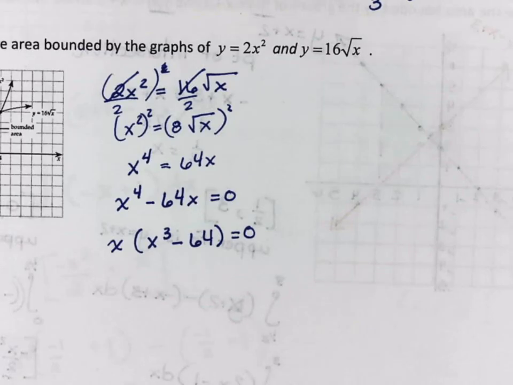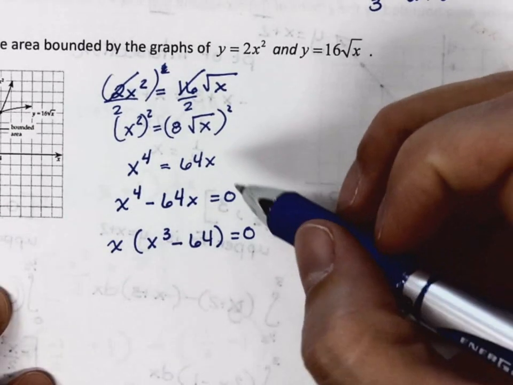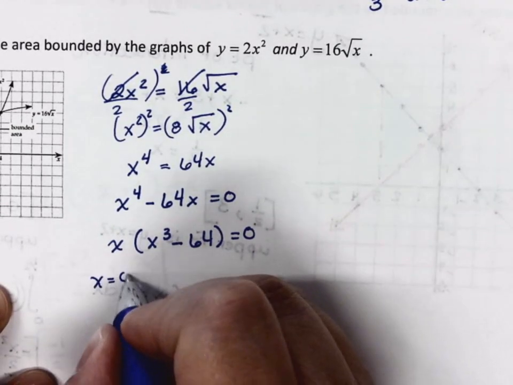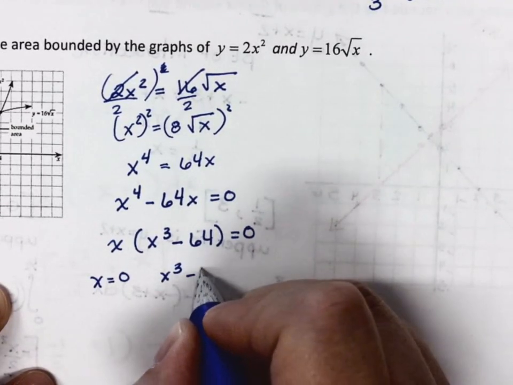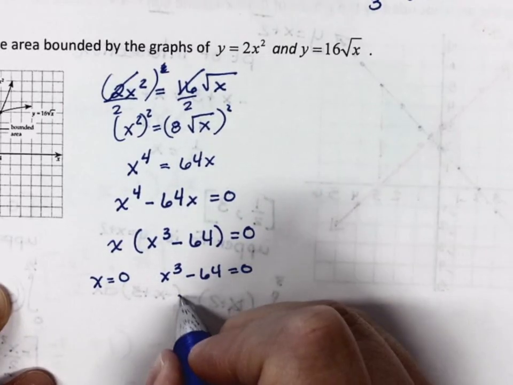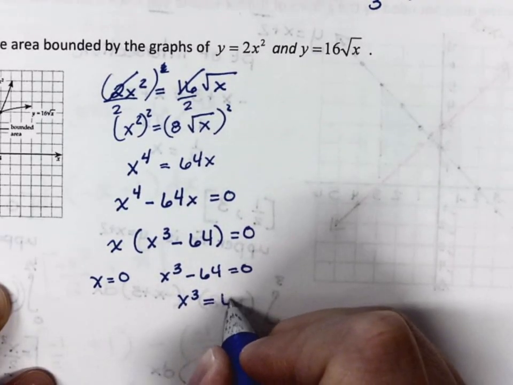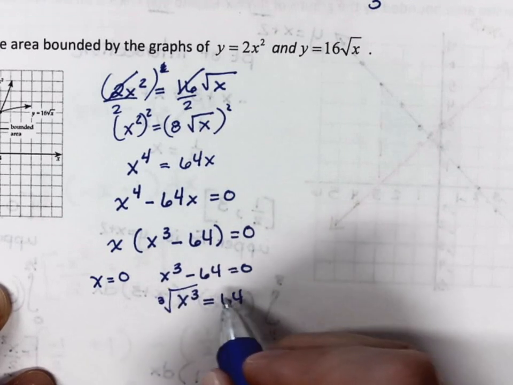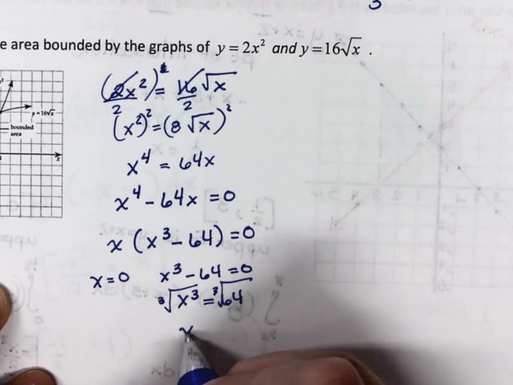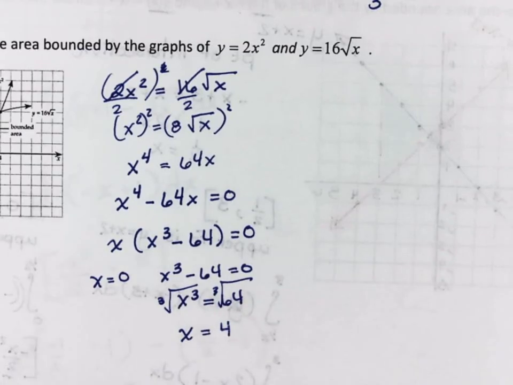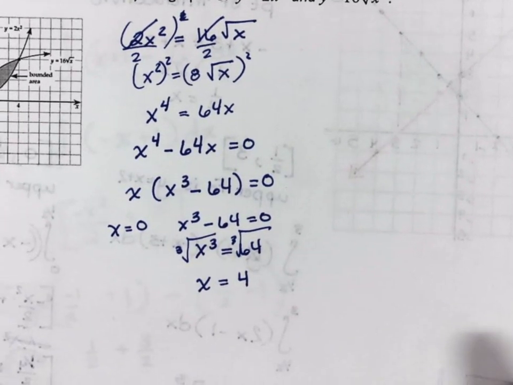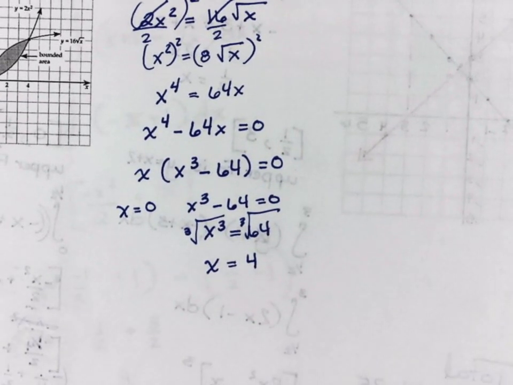So the easiest way to do this would be, x is going to be equal to 0, and then I've got x cubed minus 64. Anything about 64 leap off the page at you? Nice. And if we cube root both sides, we're going to get x equals positive 4. It has to be positive when it's an odd root, right? Because with odd roots, it is what it is.